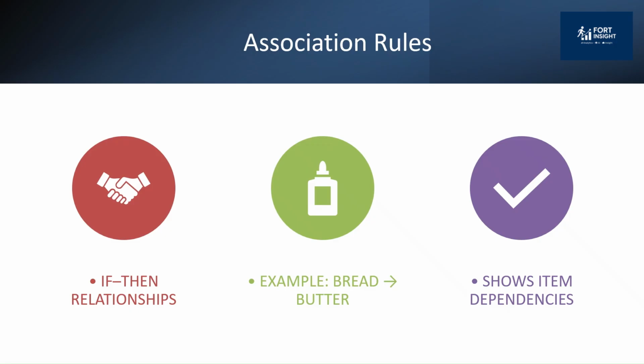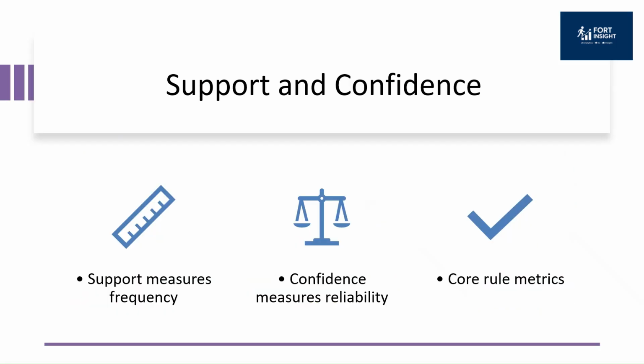Association rules express relationships between items in the form of if-then statements. For example, the rule bread → butter means that customers who buy bread are likely to buy butter as well. These rules are derived from frequent item sets and help identify meaningful dependencies among items.